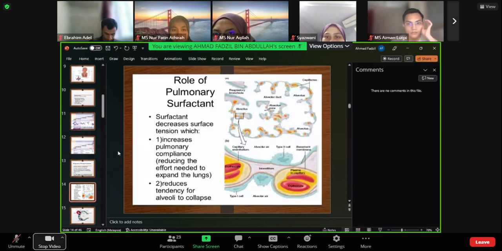And then you can see the function of surfactant, and what happens in surfactant deficiency. The function of surfactant is, one, to increase pulmonary compliance, reducing the effort to expand the lung, and to reduce the tendency of alveoli to collapse.